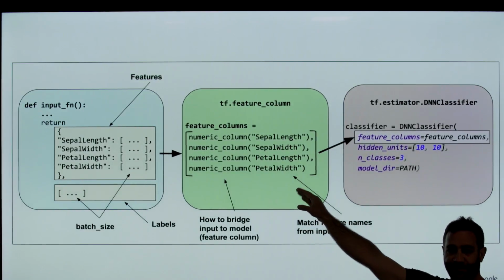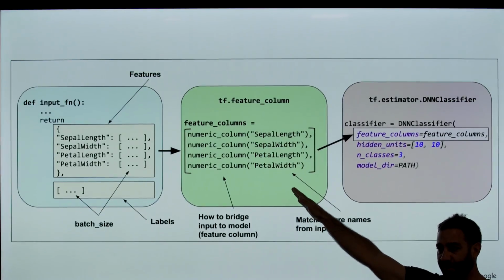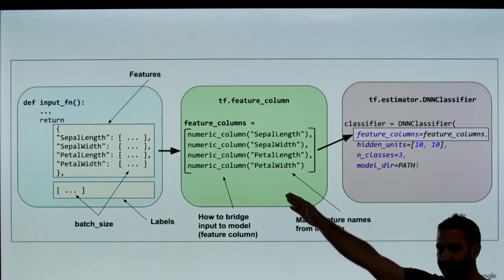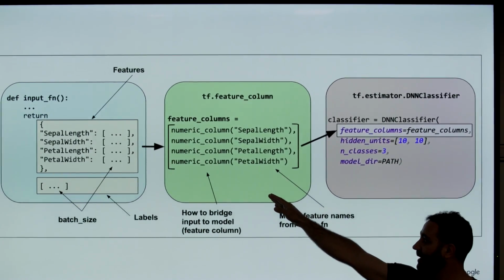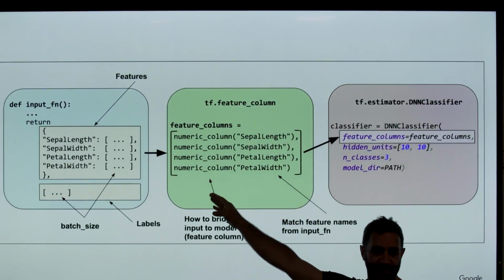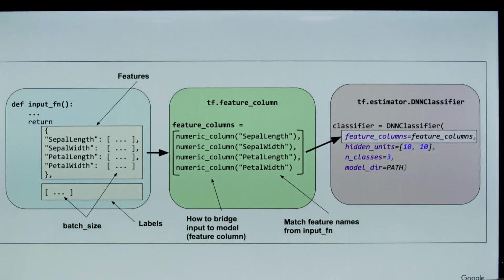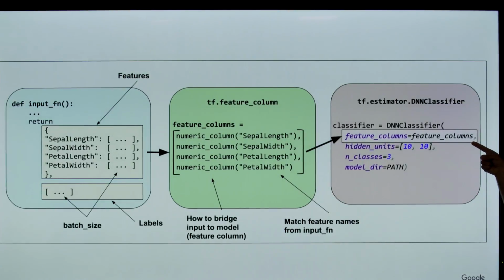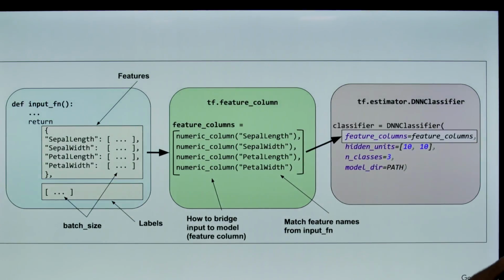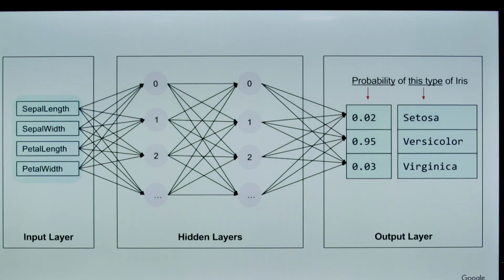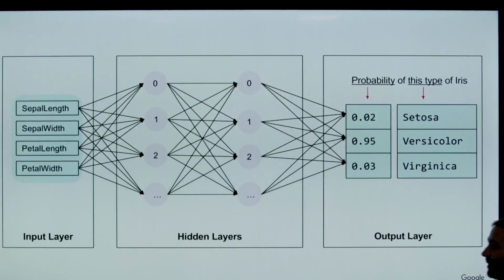Now, when we define the model, we want to tell the model which features we're going to use. We do that by specifying feature columns. We're saying we're going to use these numeric columns, and these are inputs to the model. That's telling the model what features you want to use. We're also telling it how many hidden layers we want, how many nodes in each layer, how many classes, and so forth. For those of you unfamiliar with neural networks, here's what I mean by that.